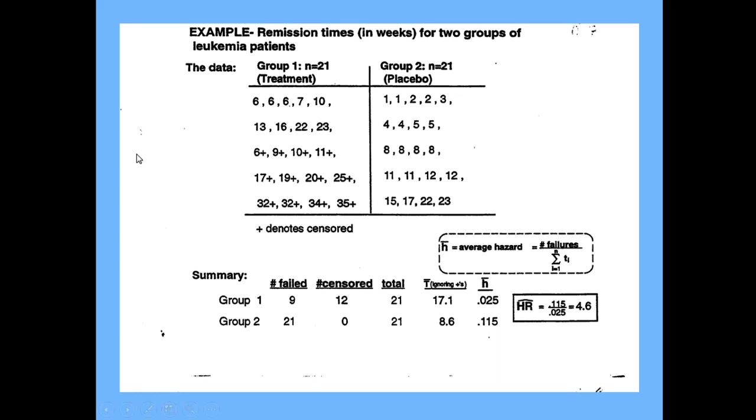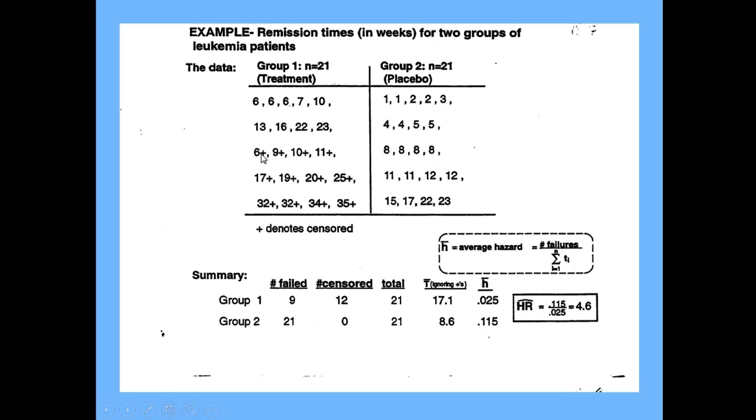So the 6 says what? The 6 says this person was in remission for 6 weeks, and after 6 weeks they went out of remission. So you start worrying about their leukemia coming back and so on. And so that's the way it is for group 1, and in group 2 there's some more numbers. There's 21 numbers in each group, but you notice that there are some numbers here that have a plus next to it, okay? 6 plus, 9 plus, 10 plus, okay? That's true in this group, but none of these people have a plus next to it.